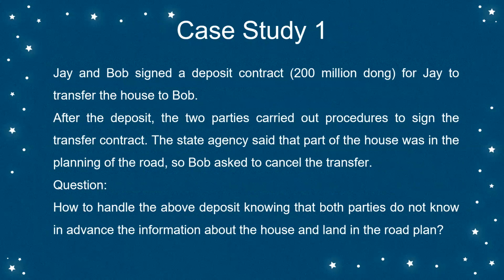So we can look at a case study. Jay and Bob signed a deposit contract of $200 million for Jay to transfer the house to Bob. After the deposit, the two parties carried out the procedure to sign the transfer contract. The state agency said that part of the house was in the planning of a road, so both asked to cancel the transfer. Here is the question: how to resolve the above deposit, knowing that both parties did not know in advance the information about the house and the land being in a road plan? You can spend several minutes to answer the case.